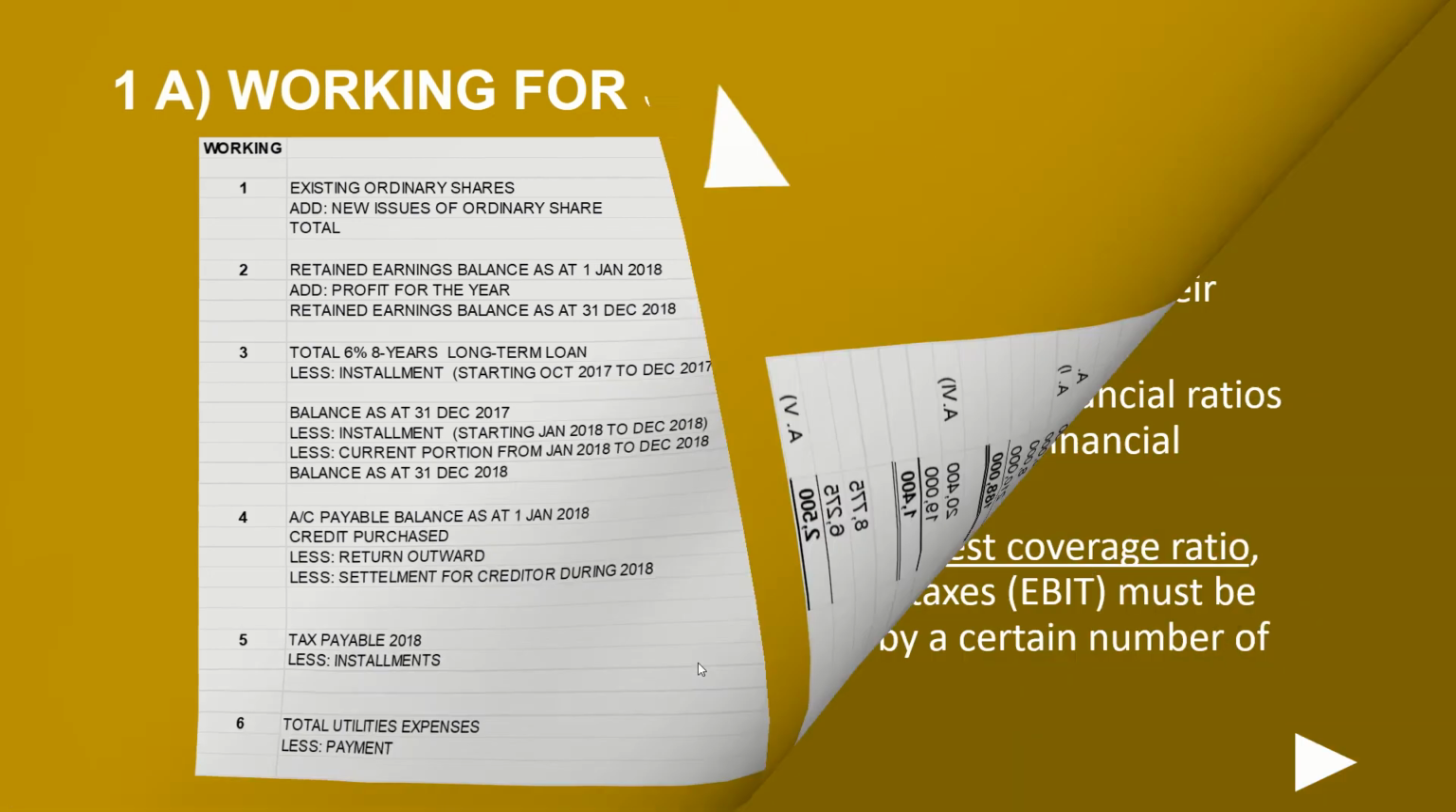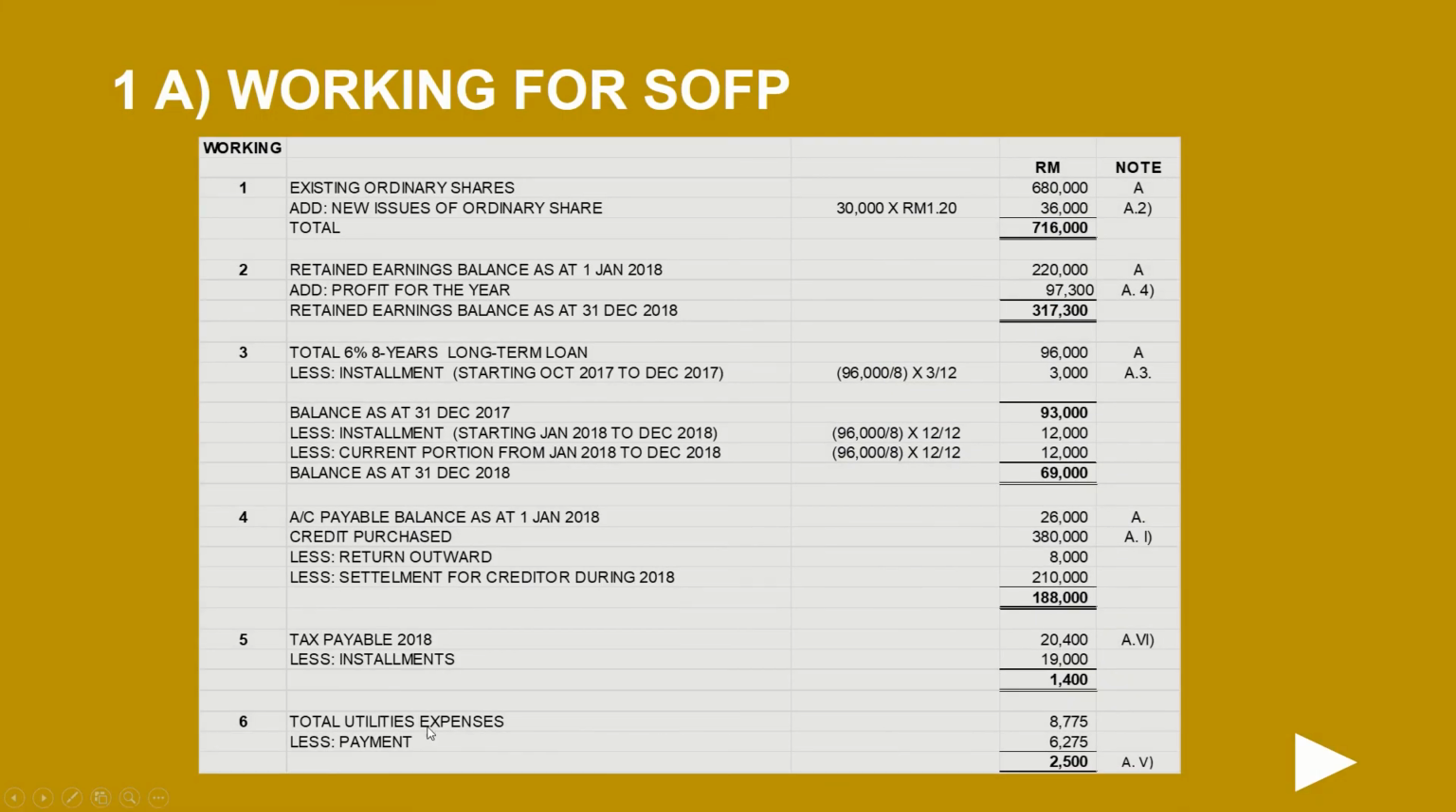And for the last working, total utility expenses, okay, is amounted at 8,775. Okay, this information was given in note 5. And then the total payment made for utility expenses was 6,275 ringgit. And the balance for accrued utility expenses equals 2,500 ringgit.